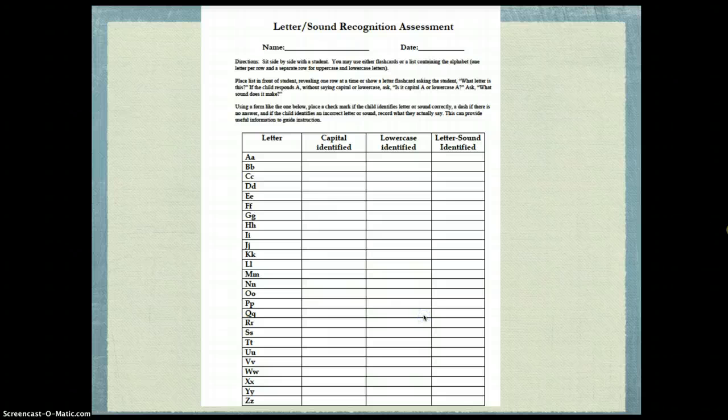Again, the letter sound recognition. Now you can't share this with the student, but you can do as we saw being done in the video, have the letters on another sheet and you can print those out, or some people use flashcards, and this would be your checklist that you're using.